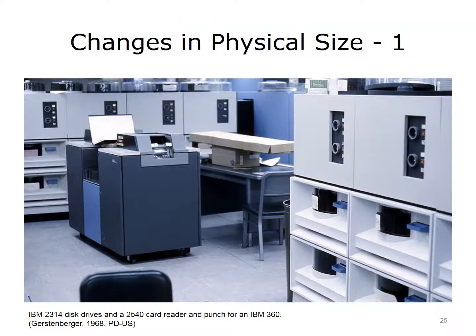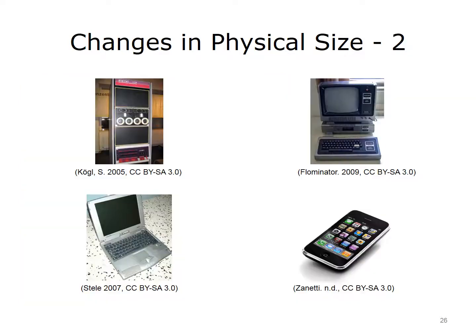Computer systems have changed significantly in size over the past decades. In the 1960s and earlier, computer systems filled entire rooms. The image on this slide is of supporting hardware. These are IBM 2314 disk drives and a 2540 card reader and punch for an IBM 360 dating from approximately 1968. Fortunately, it was not long before computer systems decreased in size.